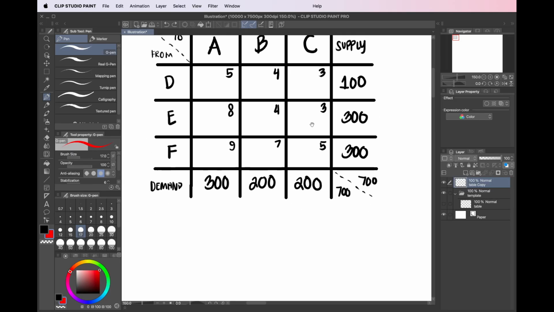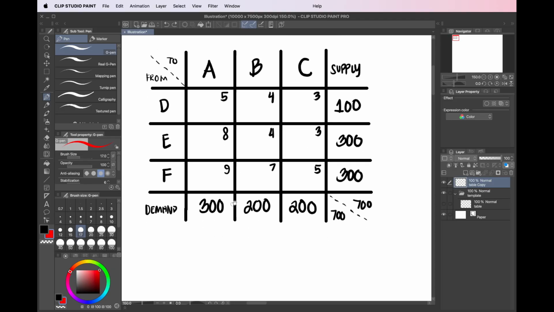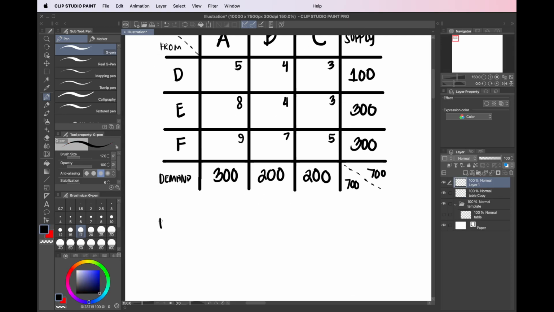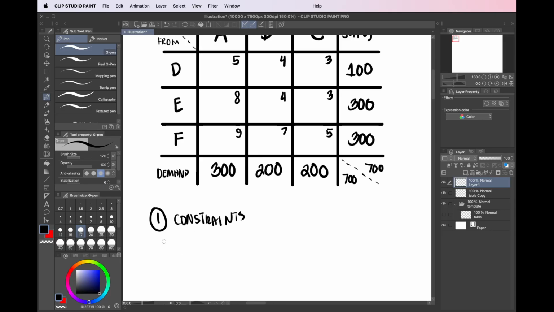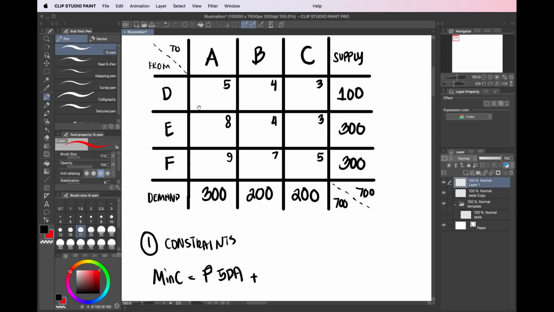So, anyways, first is creating the constraints. After you have your tables, you create the constraints. Now, how to make the constraints? We simply do, so let's write here constraints. Basically, do it this way. Since this is a minimization problem, we do min c equals 5dA plus. So this is how we do it.